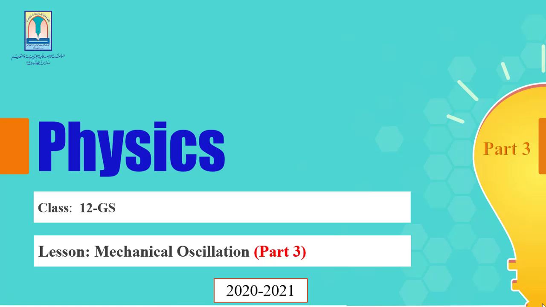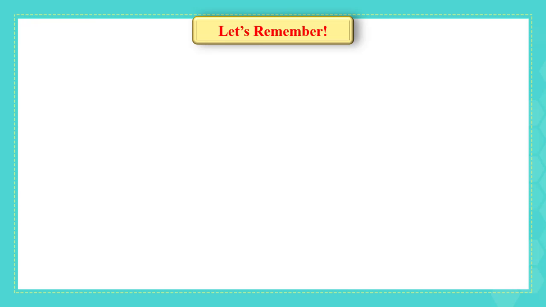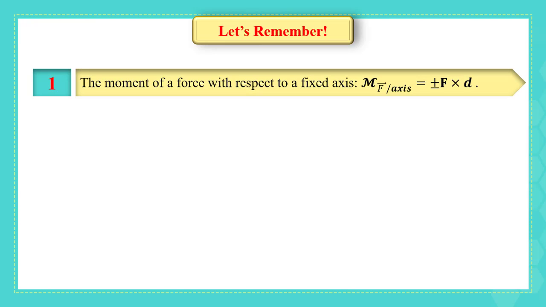This is the third video of Mechanical Oscillation Part 2. At the end of this video, you're going to be able to explain the free undamped oscillations of a compound pendulum. First, let's remember the moment of a force with respect to a fixed axis.